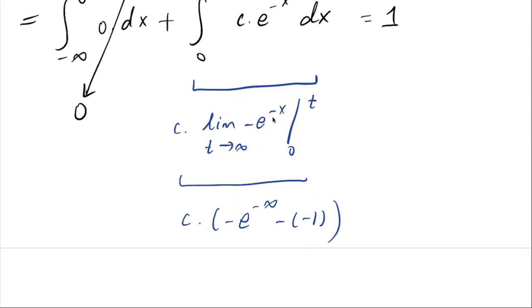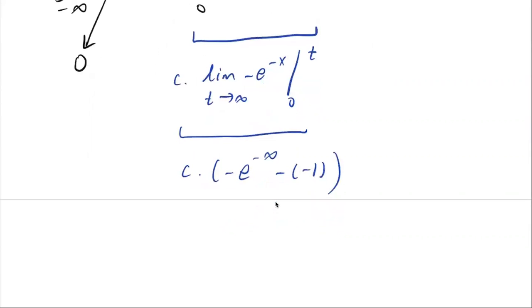This function at 0 is e to power 0, which is 1. So this will be minus 1 and minus 1. E to power minus infinity, we know it's 0. So then this is the same as c times 0 plus 1, which is c.